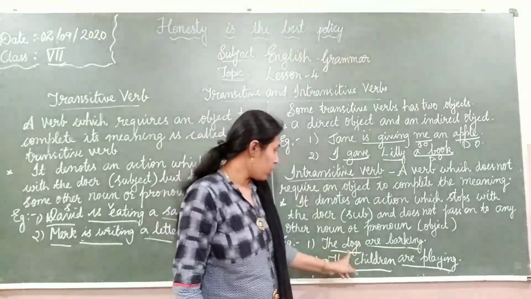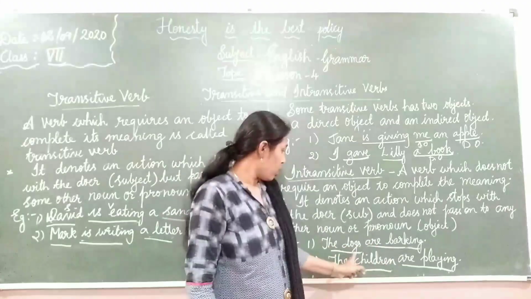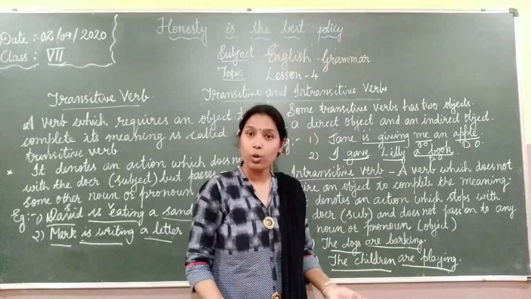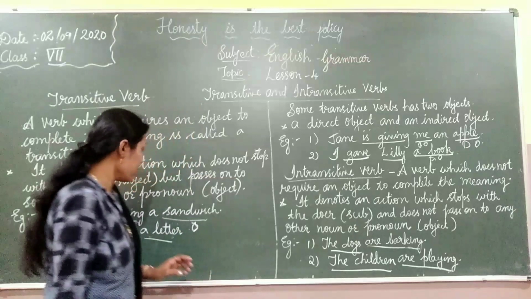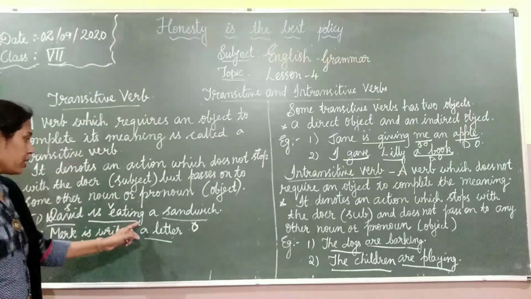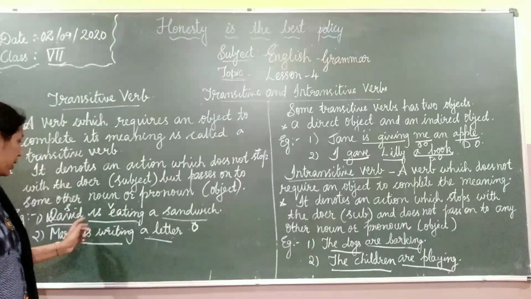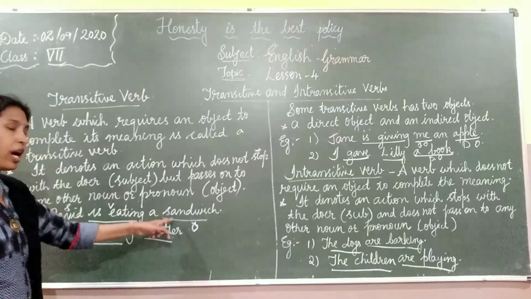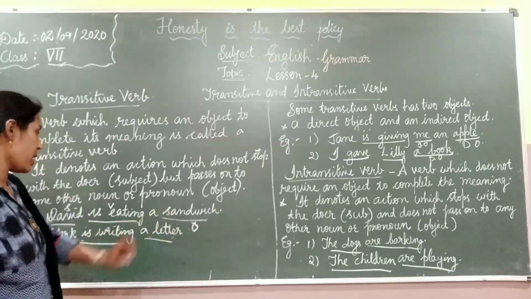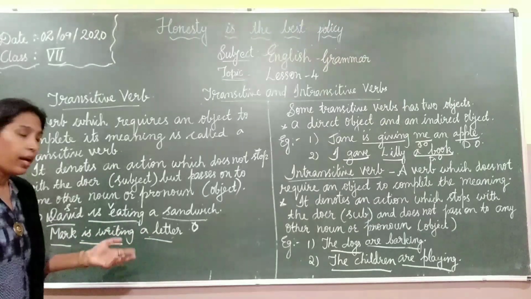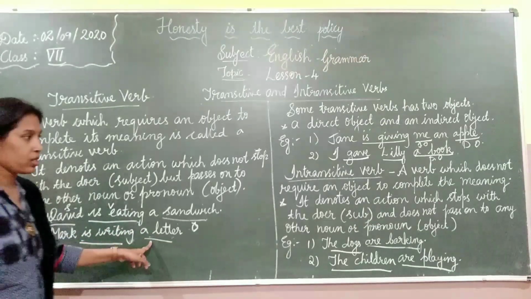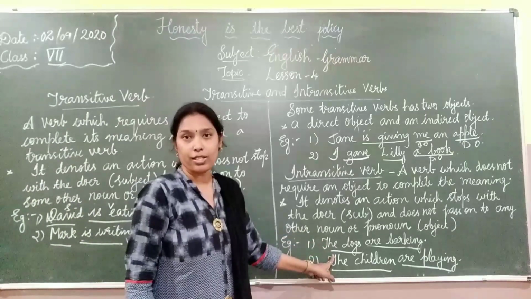See, the dogs are barking. The dogs are barking what? No answer, right? So it is intransitive verb. Here you see, David is eating a sandwich. David is eating what? A sandwich. You have an answer, right? So this is transitive verb. Mark is writing a letter. Mark is writing what? A letter. So this is transitive verb and this is intransitive verb.